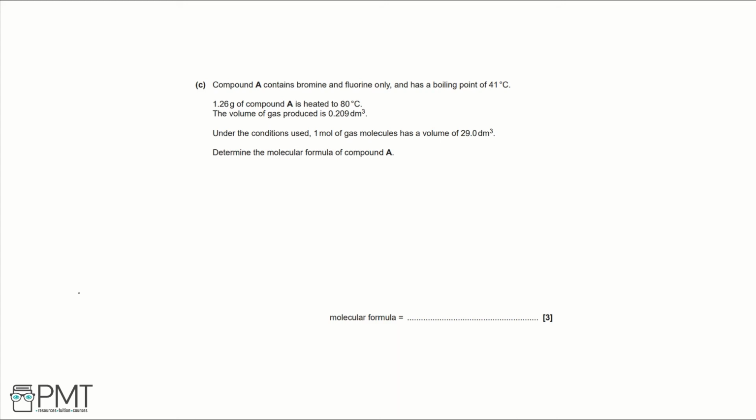So firstly with this question we need to highlight the key pieces of information. That's that we have bromine and fluorine only, we have 1.26 grams of compound A, we have a volume of gas produced of 0.209 decimeters cubed, and that 1 mole of gas is equal to 29 decimeters cubed.